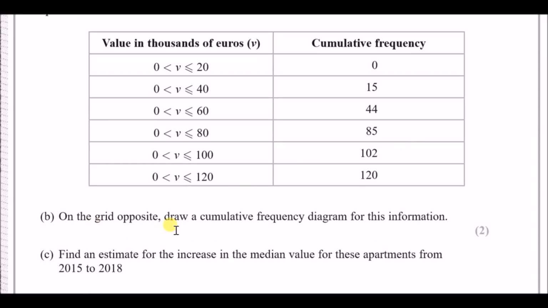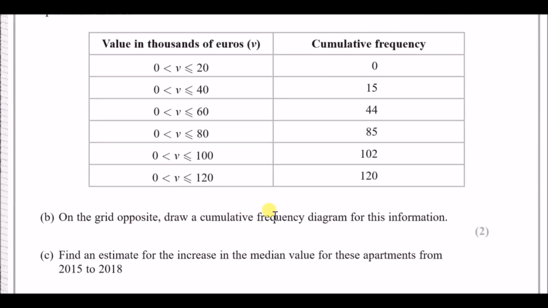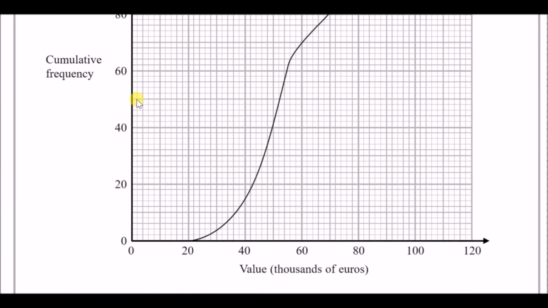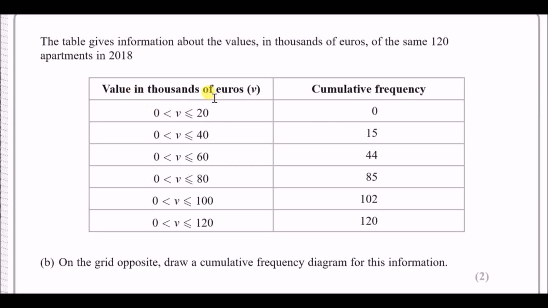On the grid opposite, draw a cumulative frequency diagram for this information. Alright, this is very easy. You just treat this like coordinates, yeah? Remember, the cumulative frequency is going upwards, so it's on the y-axis, and this would be the x-axis. So for each point, we can say up to 20, which is the x-coordinate, we have a cumulative frequency of 0. Next one would be 40, 15, and it'll be all the way up to 120 and 120.